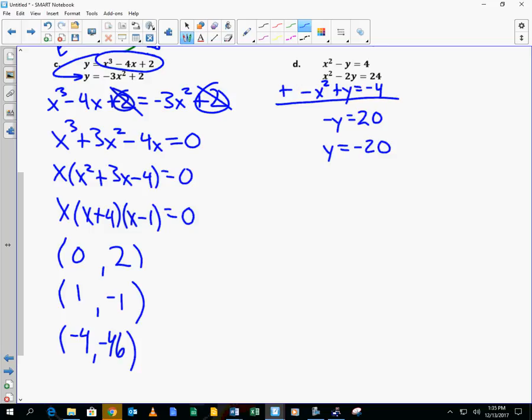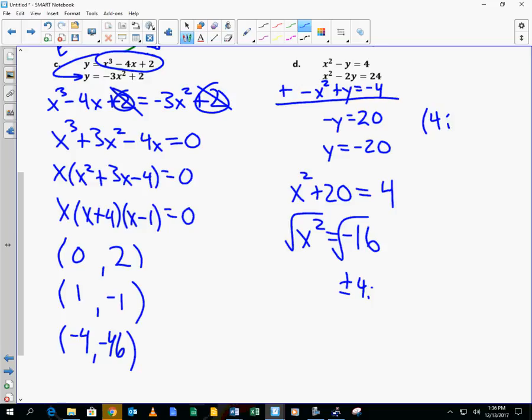Well, if I have y is negative 20, I got to find the x values, correct? So if I plug negative 20 into the top, I get x squared plus 20 is equal to 4. So you get plus or minus 4i. Now, you might be tempted to write 4i and then negative 20 and negative 4i and negative 20. But the fact of the matter is that do those show up on a coordinate plane? No. So do these two parabolas ever intersect? No, there is no solution.